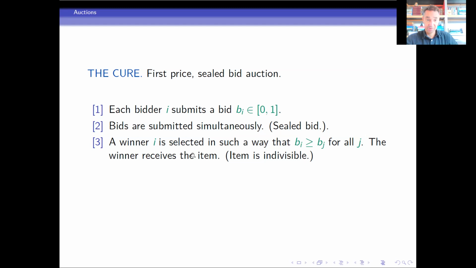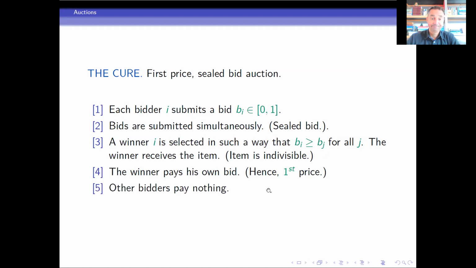And so that's the one who receives the item. There's only one item, that's all we can do. And that is then all that happens. The other ones get nothing. And well, that's why it's called first price. The winner, the one who is allocated the item to, pays his own bid. That's why it's called first price. And all other bidders pay nothing. And that's it. So this is the entire description of the first price sealed bid auction.